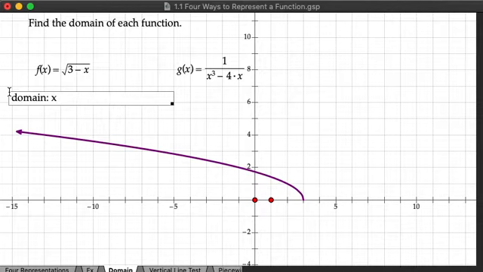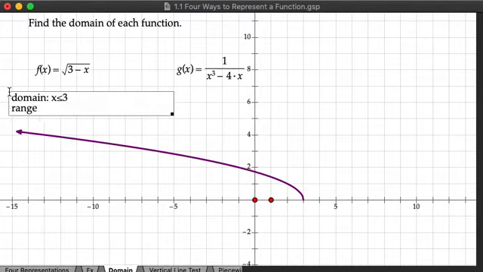So x is less than or equal to 3. And the range is y is greater than or equal to 0. And we typically actually put these into interval notation. And I need to think for a minute about how to put an infinity.